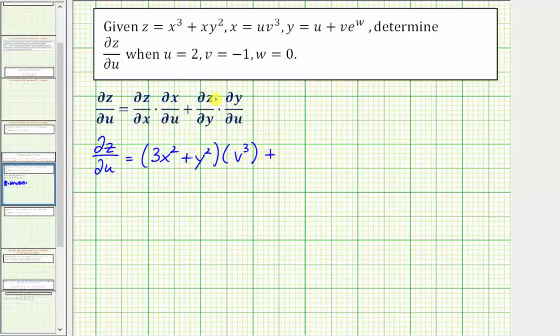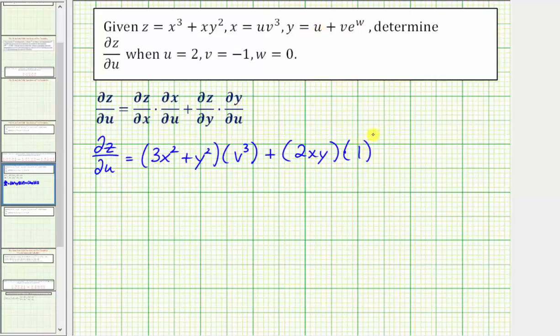And then we have plus the partial of z with respect to y. So we differentiate z with respect to y, treating x as a constant, and therefore the derivative would just be 2xy. And then finally we have times the partial of y with respect to u. So differentiating y with respect to u, we treat both v and w as constants, and therefore the partial derivative is just 1.